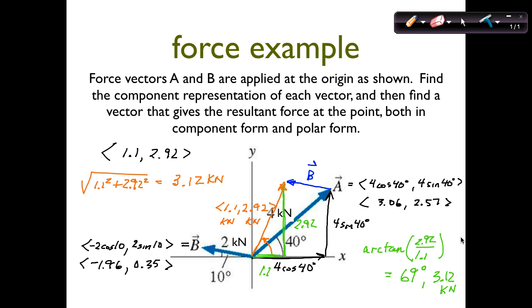Yes, please. For the polar representation, the first example, or just one inverse? I'm sorry? For the previous example, it had 4 kilonewtons and 40 degrees. So should it be 3.12 kilonewtons and then 69 degrees, or does it not really matter? Oh, the order that you put them in? No, it doesn't really matter. I probably should have put the magnitude first, but it doesn't matter. Other questions?